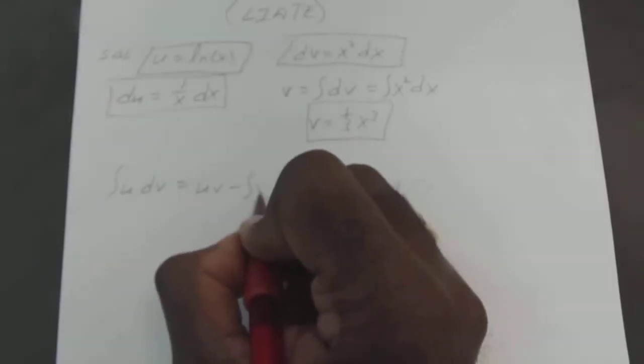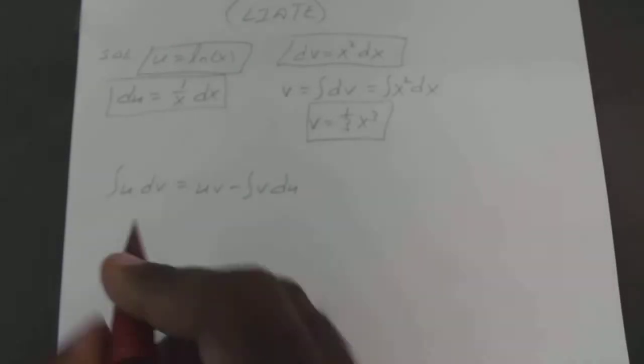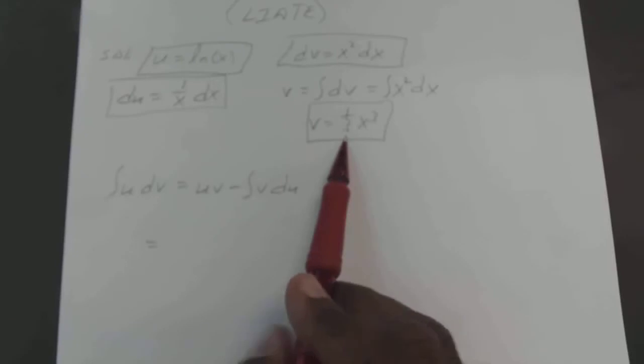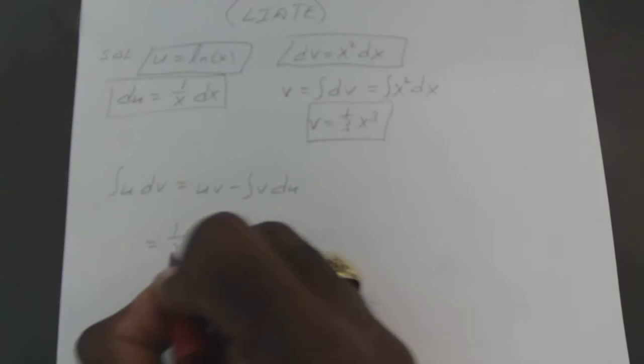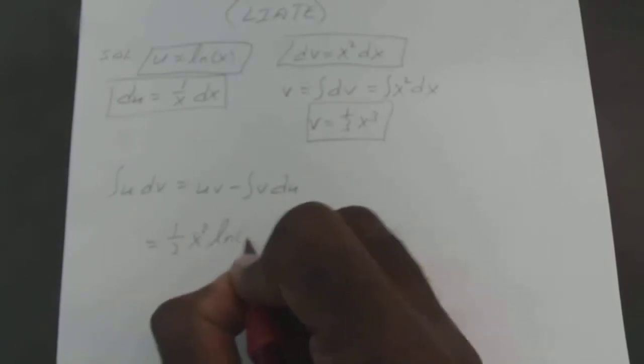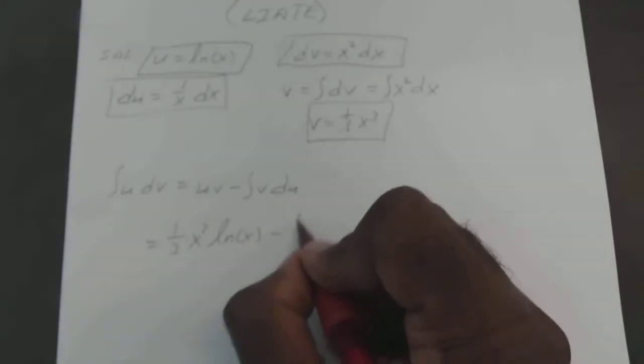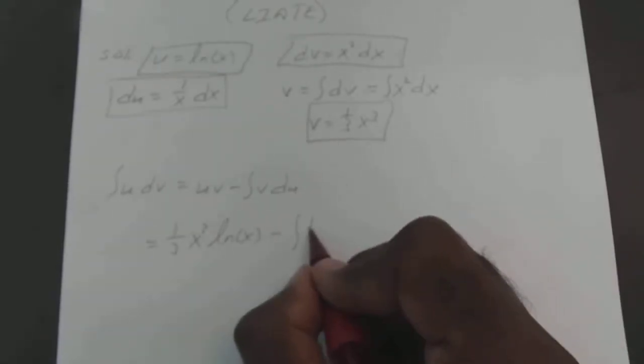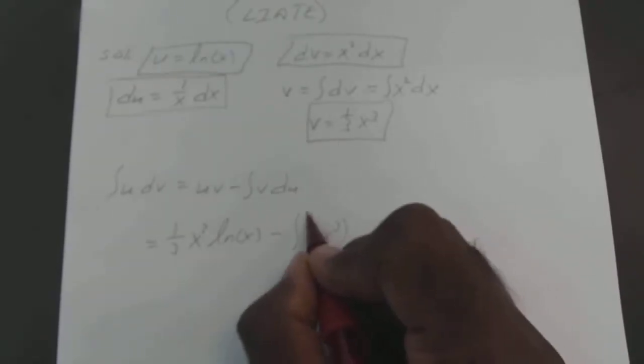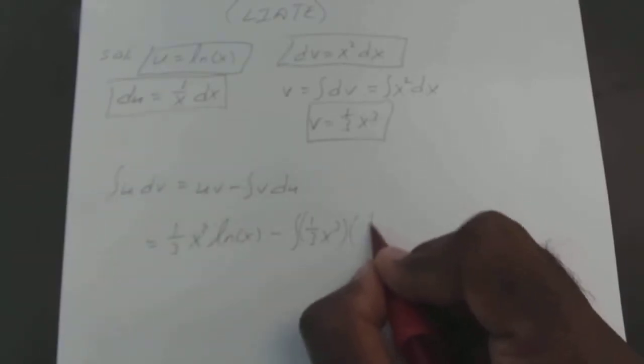The integral of u dv equals uv minus the integral of v du. So that's going to equal uv, natural log of x times 1/3 x cubed. So you can make that 1/3 x cubed natural log of x minus the integral of v, 1/3 x cubed, times du, which is 1 over x dx.